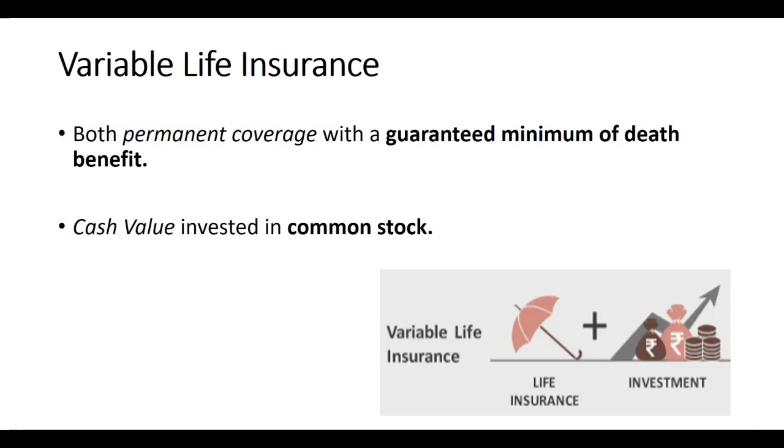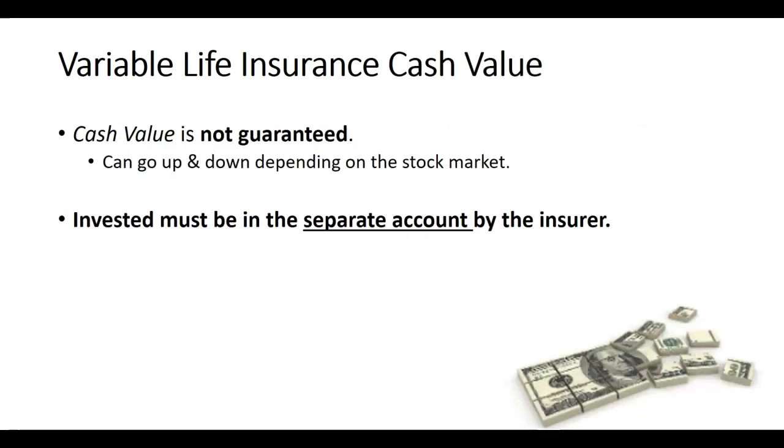Because the insurance company is not sustaining the investment risk of the contract, the underlying assets of the contract cannot be kept in the insurance company's general account. So that's how we get that separate account. The separate account holds these assets, which are invested in stocks, in bonds, in other investment options. So cash value is not guaranteed.